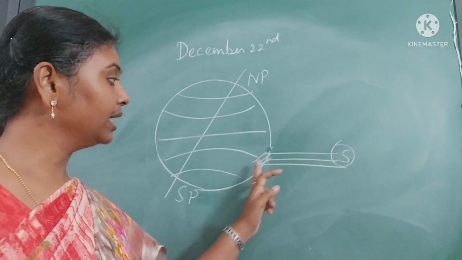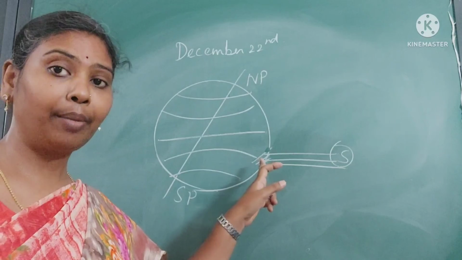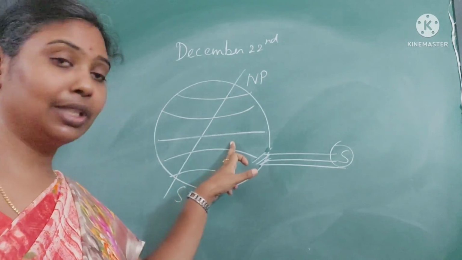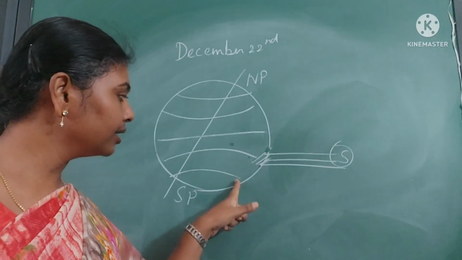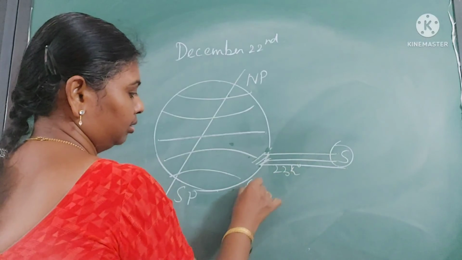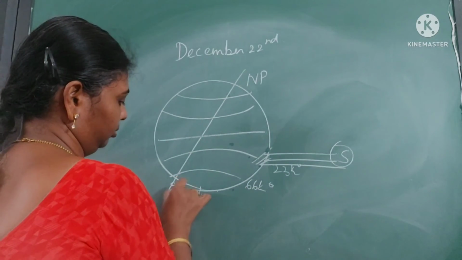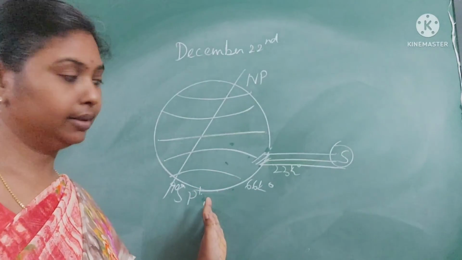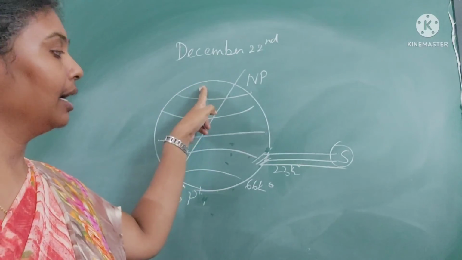Now on December 22nd, the sun rays are falling directly over the Tropic of Capricorn. Now see here, this part, the northern hemisphere, mostly it is in darkness, and the southern hemisphere, it is like this. This is 23 and a half, 66 and a half, right? So this part is the bright, sunlit side, and this part is the darker side.